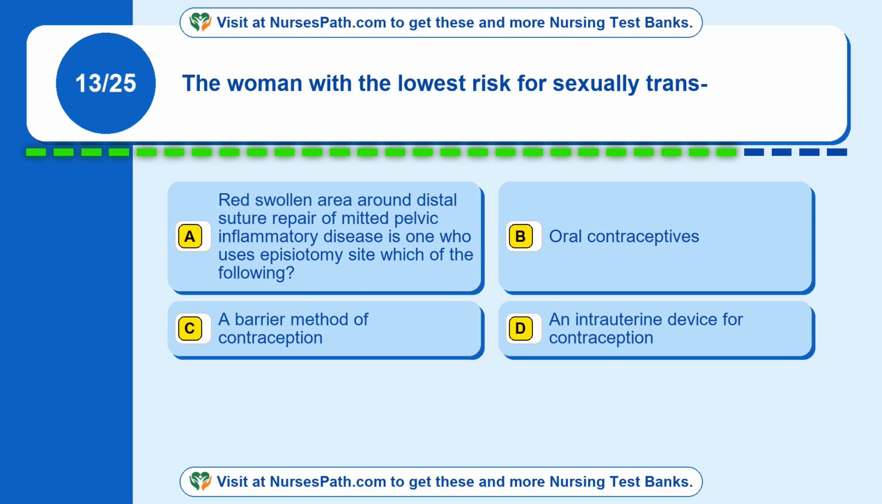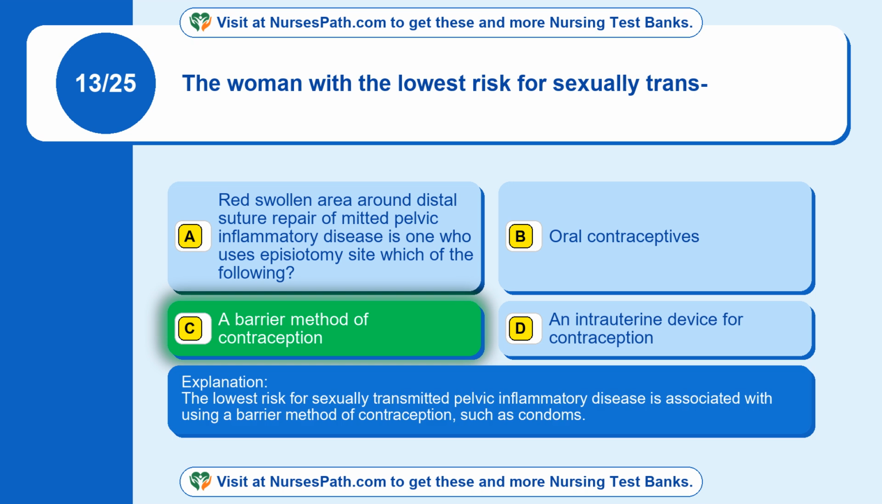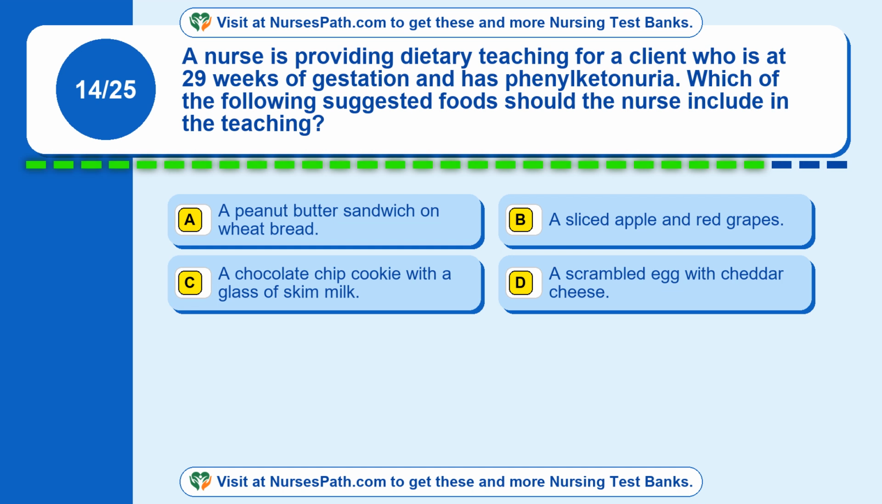Question 13. The woman with the lowest risk for sexually transmitted pelvic inflammatory disease is one who uses which of the following? Option A. Red swollen area around distal suture repair of mid-episiotomy site. Option B. Oral contraceptives. Option C. A barrier method of contraception. Option D. An intrauterine device for contraception. The correct answer is option C. A barrier method of contraception. The lowest risk for sexually transmitted pelvic inflammatory disease is associated with using a barrier method of contraception, such as condoms.